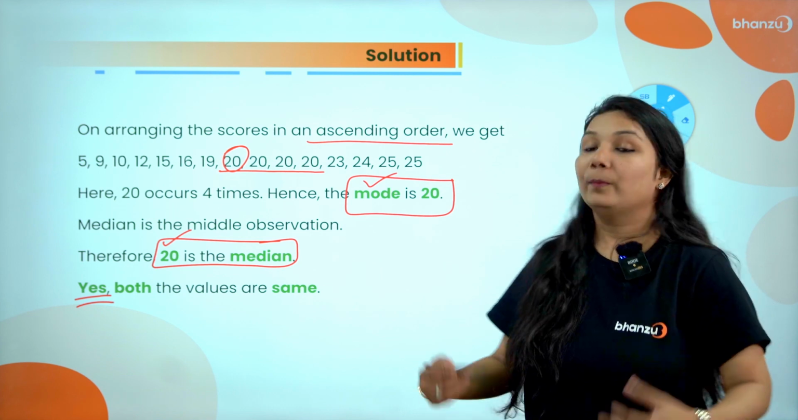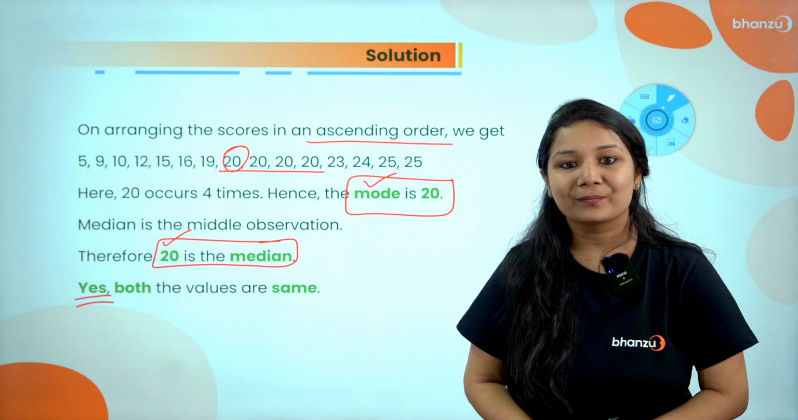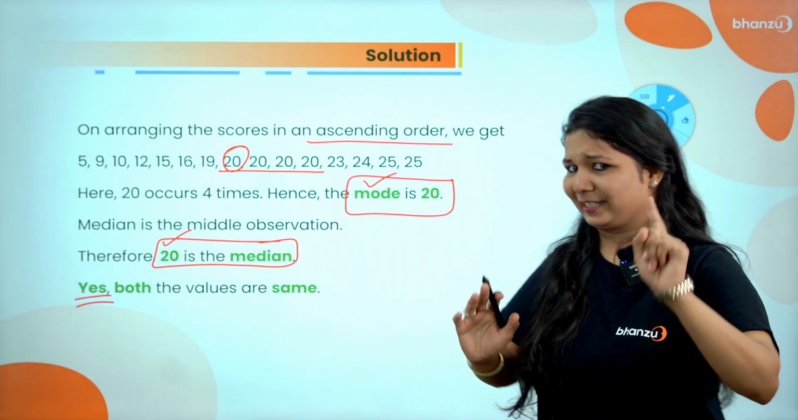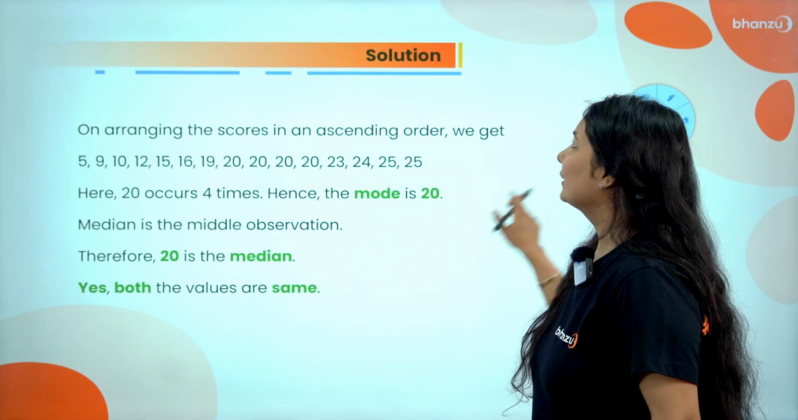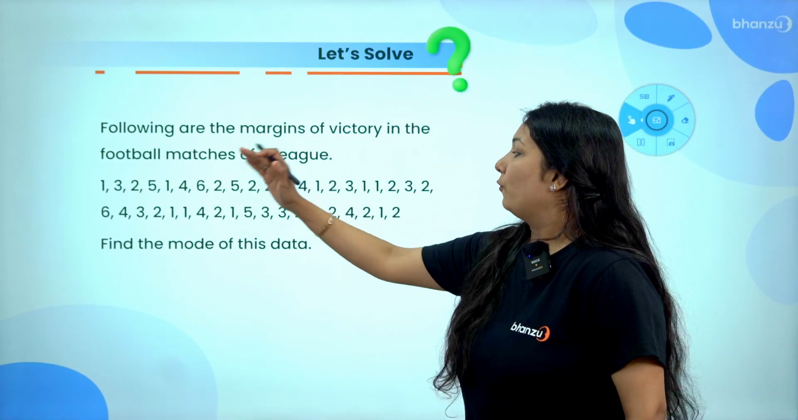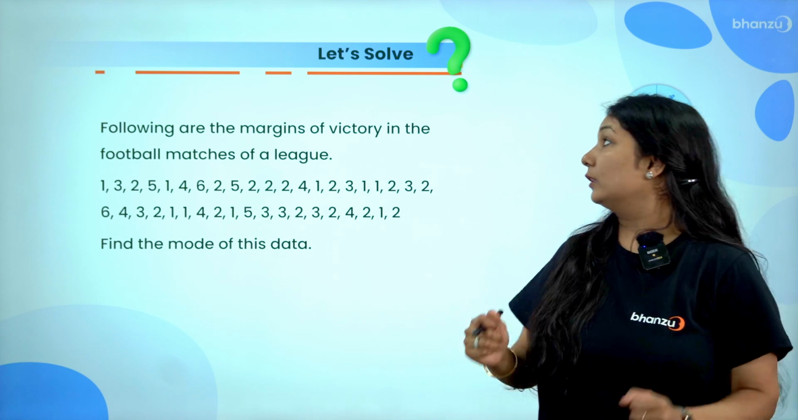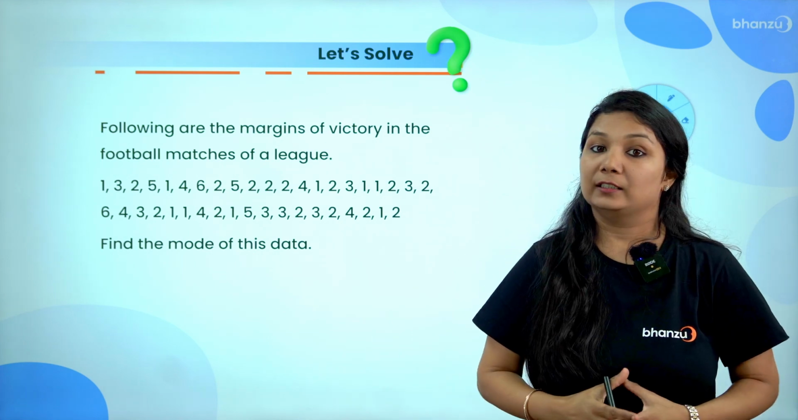Right? So both the values are same. Easy peasy lemon squeezy, right? Great. Let's move to the next question. Following are the margins of victory in the football matches of a league.